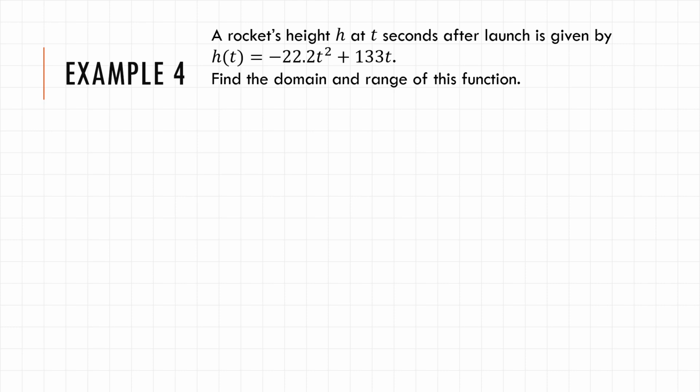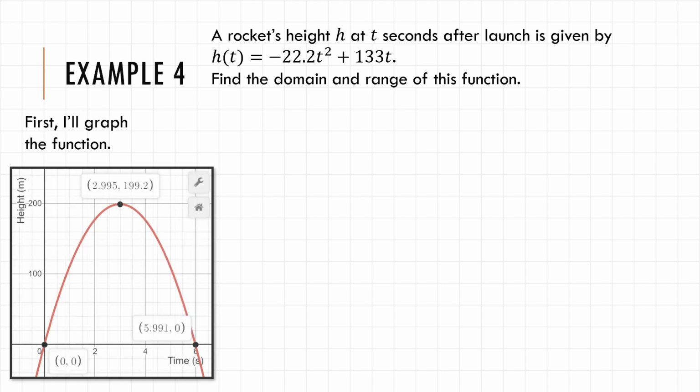A rocket's height h at t seconds after launch is given by this equation. Find its domain and range. Now, my first step is, of course, going to be to graph this function, because I'd rather not figure out anything the long way by factoring. And if I do this, I notice that this is the quadratic that is created. I have to find its domain and range.